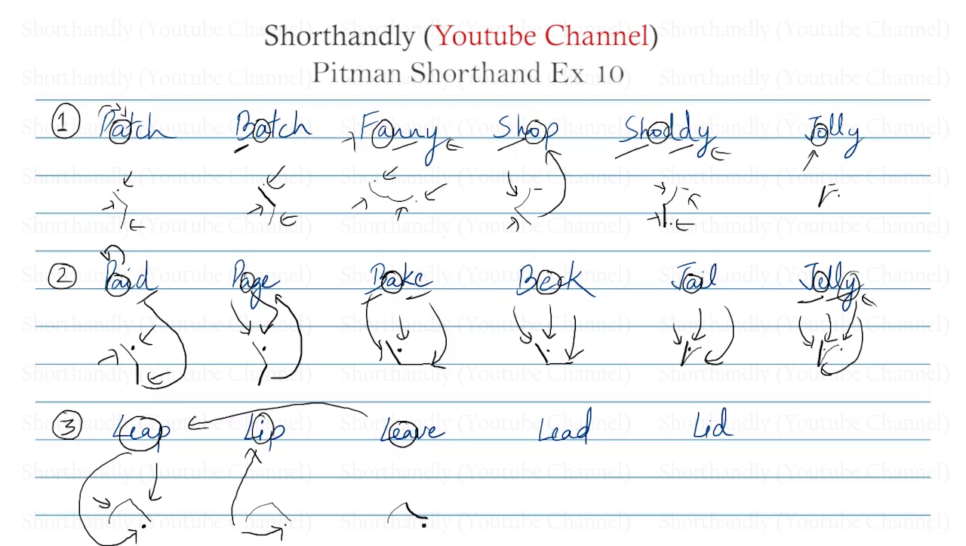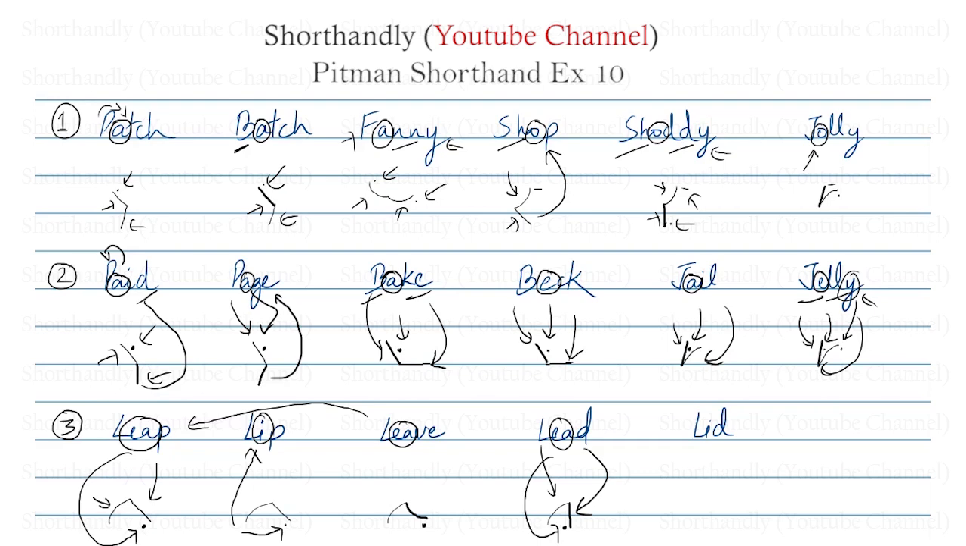So that's our word leap. Next word is lead. So lead will be written like this. Because we had the sound E, so that's why we put the heavy dot. And this is our L, and finally we have D. So this is lead.